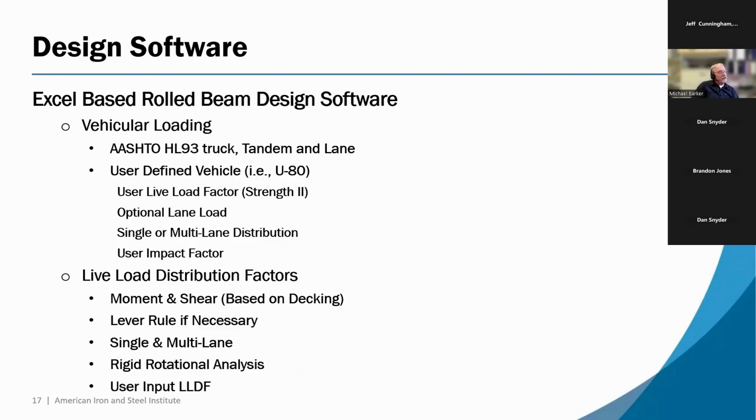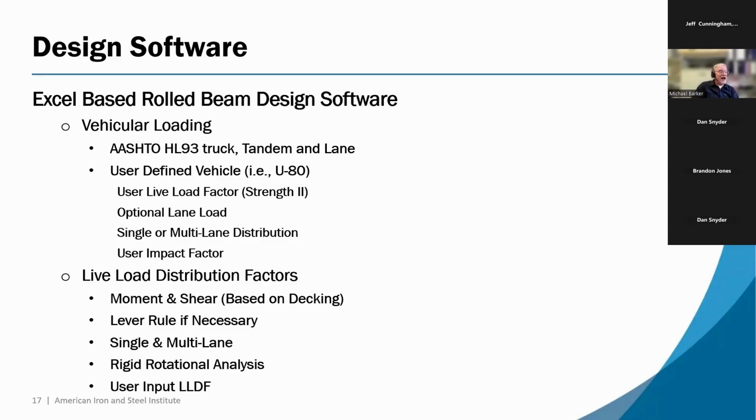So it'll do that vehicular loading with the AASHTO HL93 truck, the standard AASHTO 10 truck, but we can also put a user-defined vehicle in there, like a logging truck. And we can even dictate how we want to handle it, whether it's a strength 1 or a strength 2 with a different live load factor. We can have an optional lane load. We can say when that truck's on there, we only have that truck, so we can use single lane distribution factors. We can put our own impact factor on there.